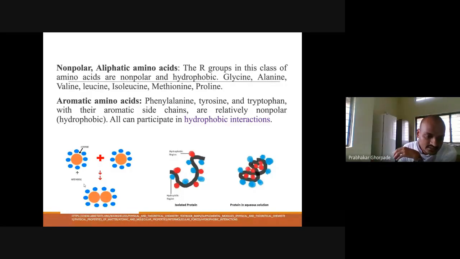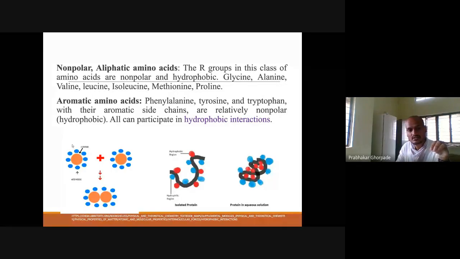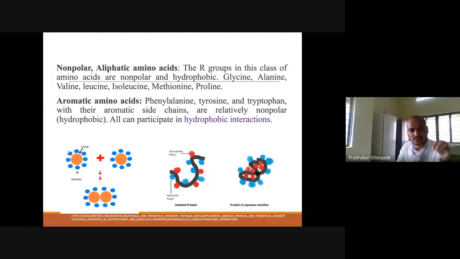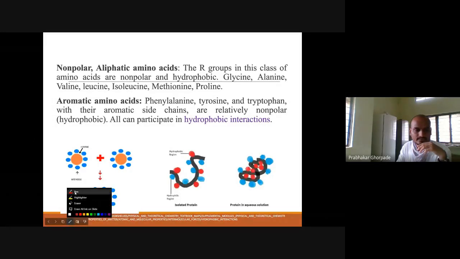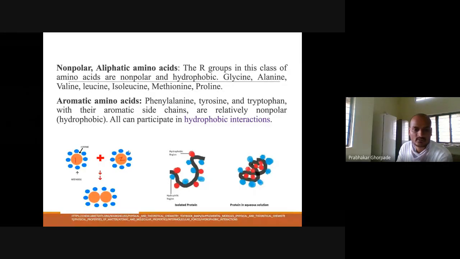For example, this blue is the water molecule, and this orange is the hydrophobic molecule. What happens if you put the hydrophobic molecule in the water? All the water molecules will try to surround this hydrophobic molecule. This is the second hydrophobic molecule, and this one is the first. So this orange group is being surrounded by the blue water molecules.